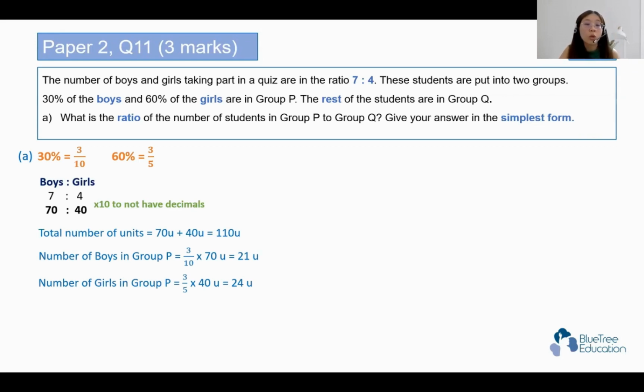All right, so we do not want to work with decimals, okay? I mean, you can work with decimals if you're familiar with it. If you do not like decimals, you can always multiply by 10.